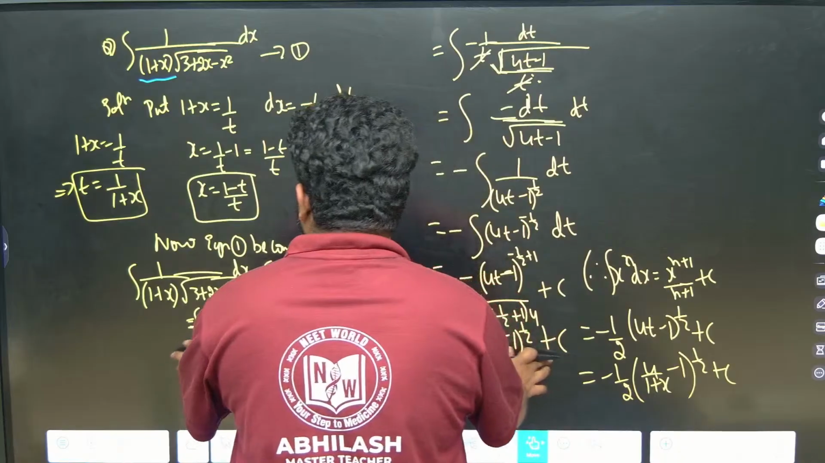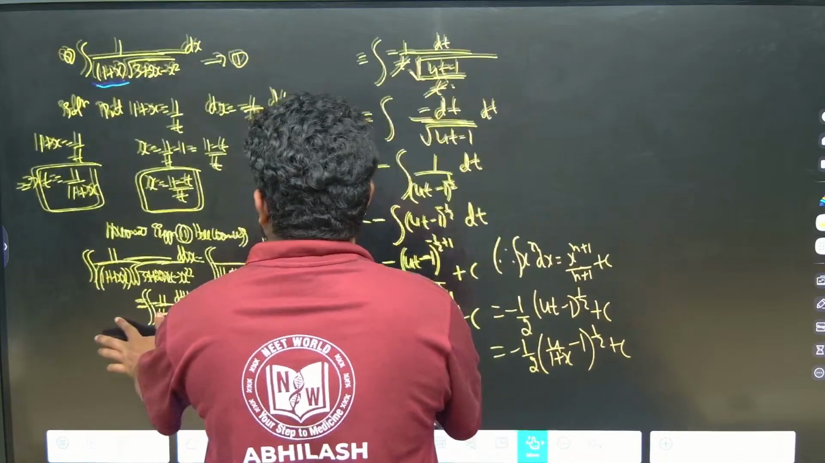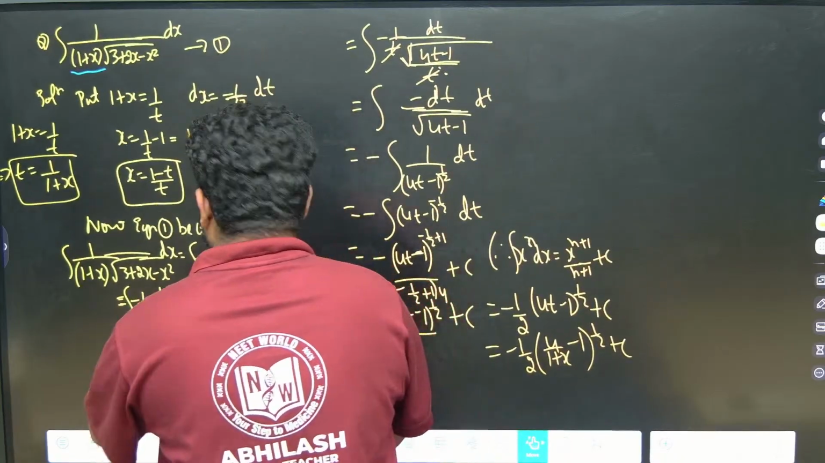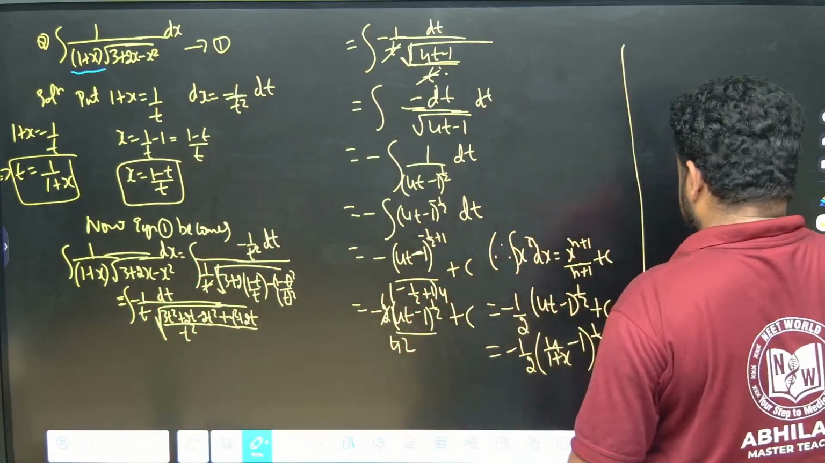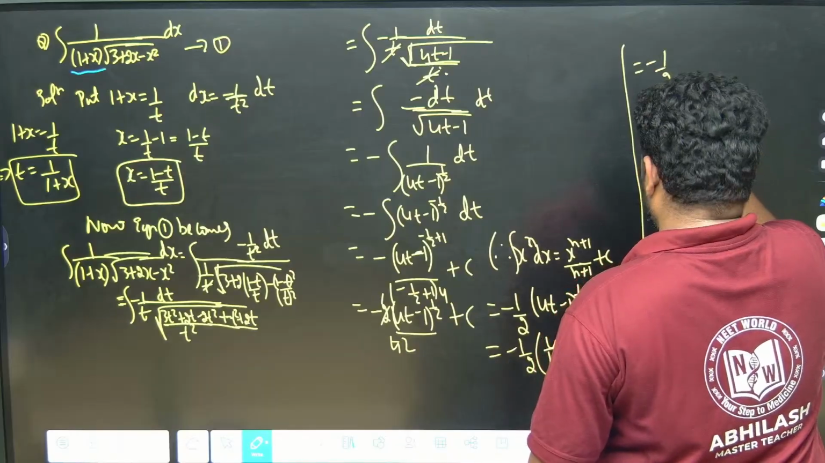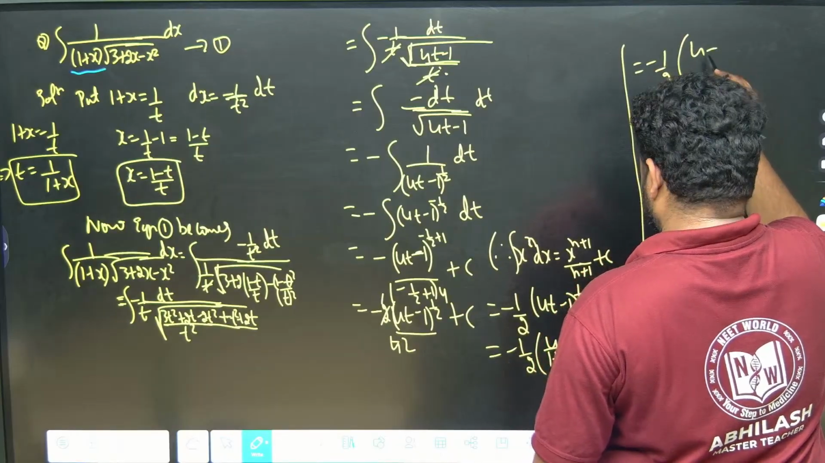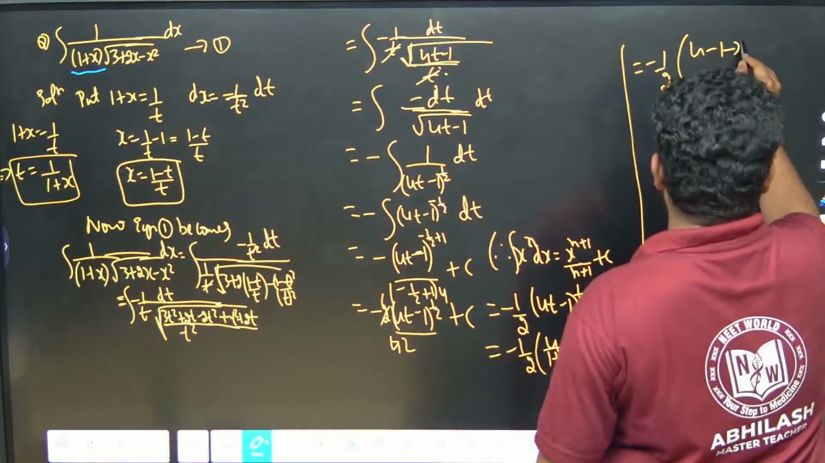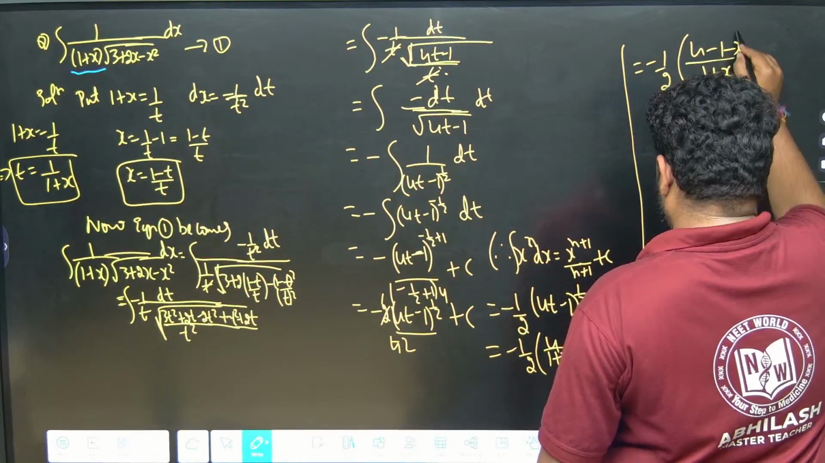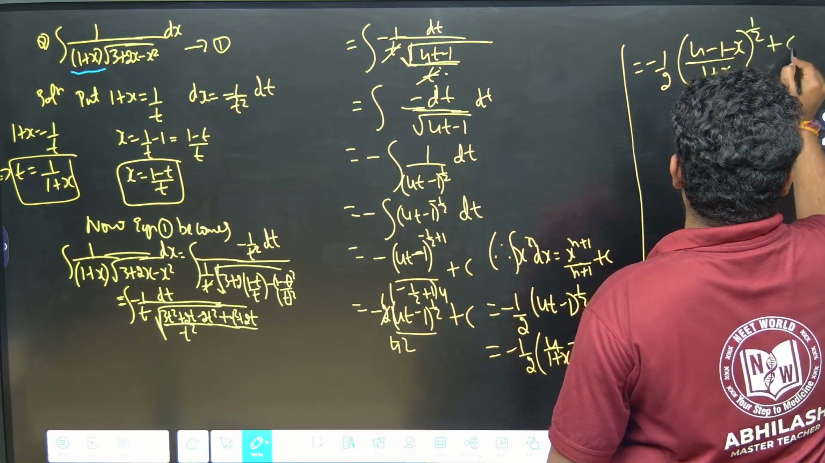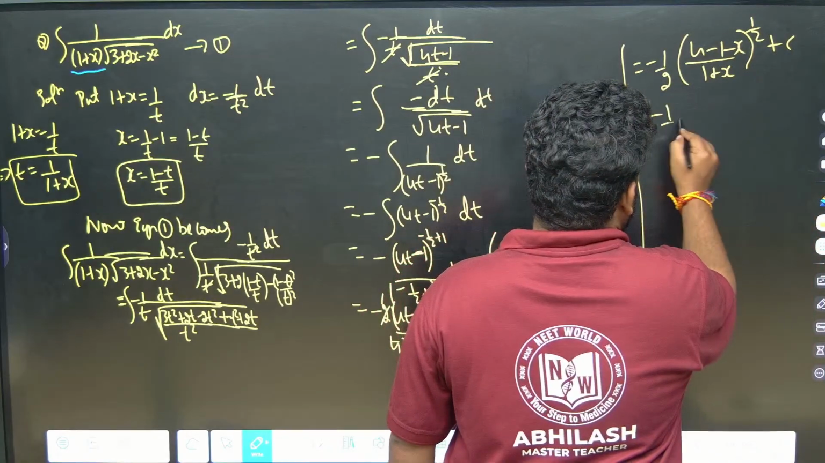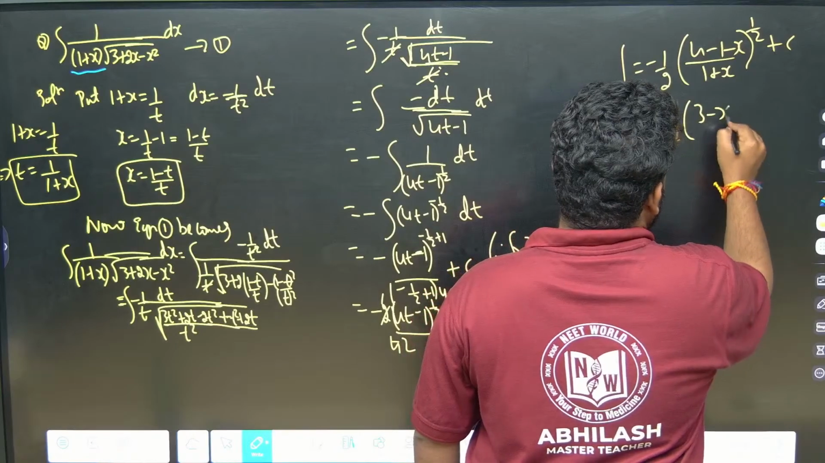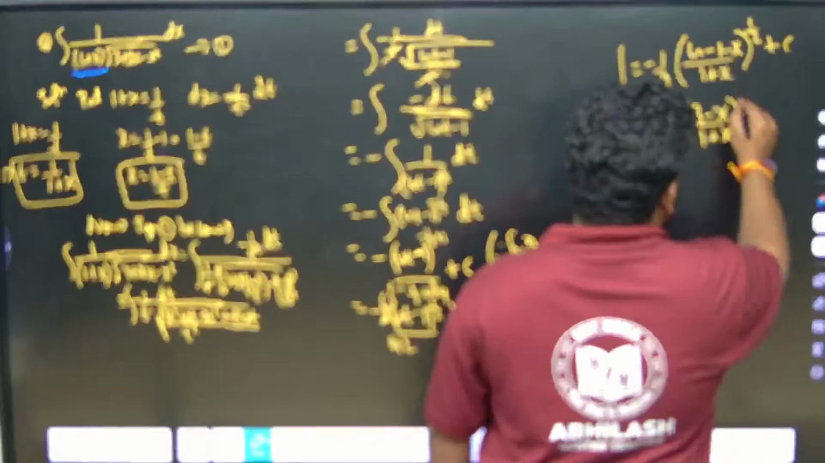If I take the LCM, this will be minus 1 by 2 into (4 minus of minus 1 minus x) divided by (1 plus x), to the power of 1 by 2 plus c. 4 minus 1 is 3. So 3 minus x, minus 1 by 2 into (3 minus x by 1 plus x) to the power of 1 by 2 plus c.